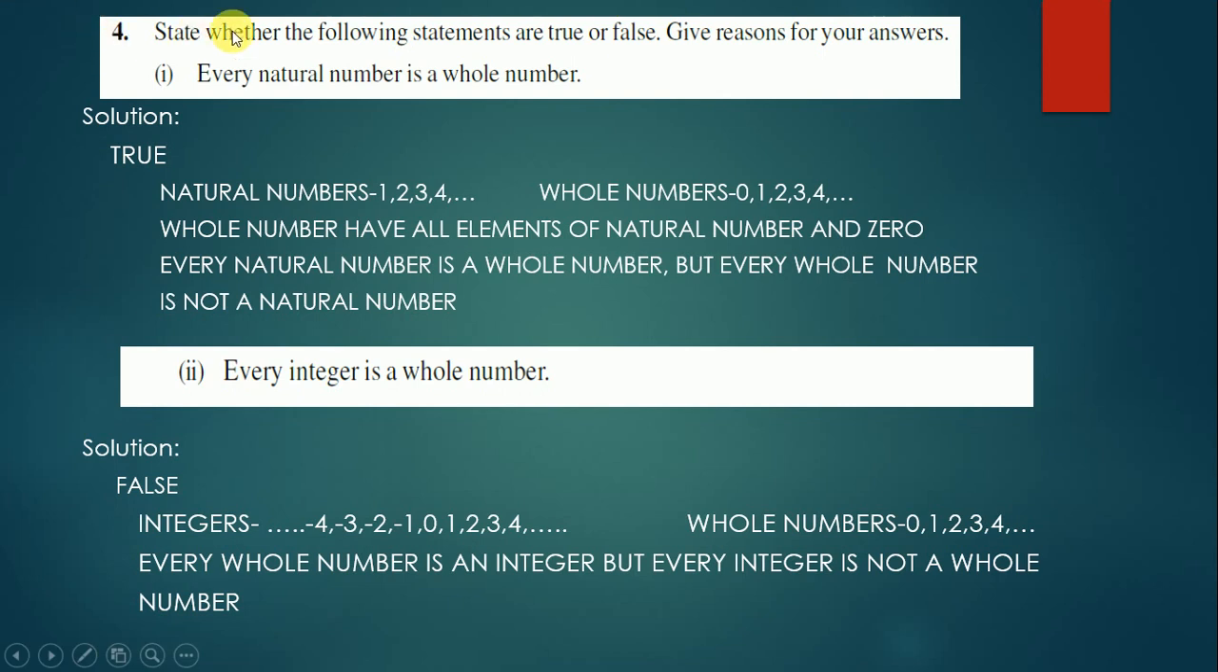Now the fourth question. State whether the following statements are true or false. Give your answer, and give your reason for your answer. Okay. First one. Every natural number is a whole number. So here I will give you a tip. First, they have given natural number, so you have to write the natural numbers. Next is whole number, so you have to write the whole numbers.